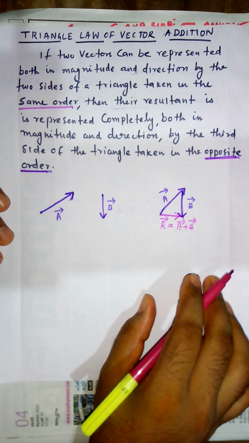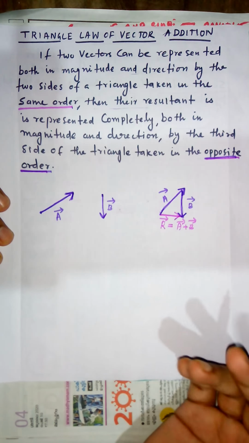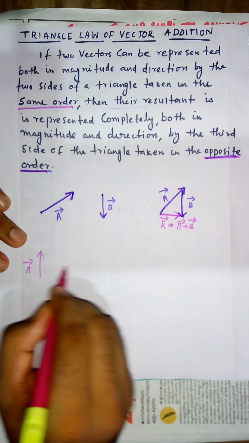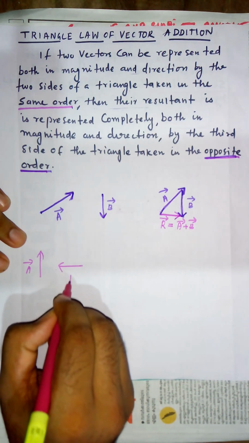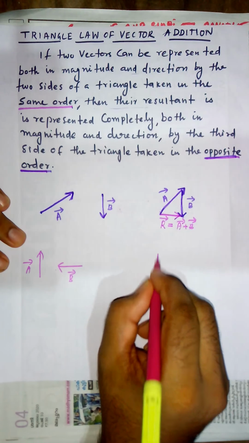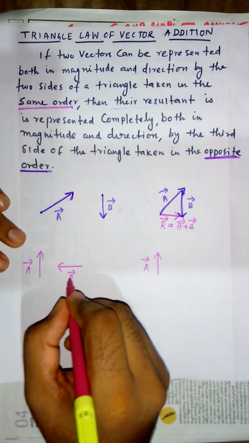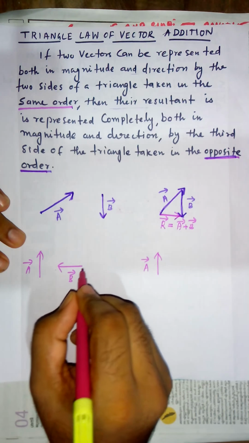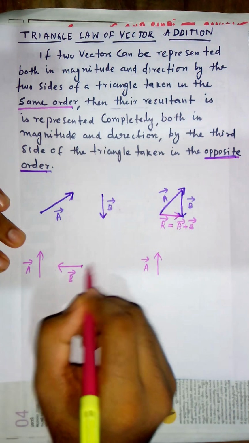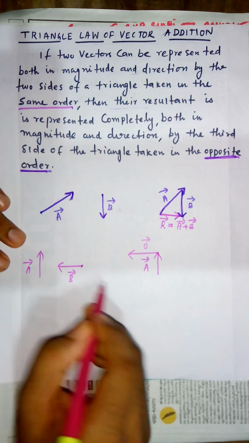Okay, so this can be done in any case. If you are given any two vectors, you can use this method. Suppose I have two vectors, this is vector A, and suppose I have another vector, this is vector B. Now how can I represent it? See, I am placing the first vector A in the same direction and same magnitude, and when I represent the second vector, its tail has to be placed at the first vector's head. So it should be placed like this. This is vector B.